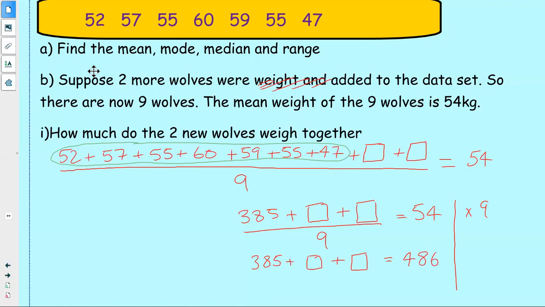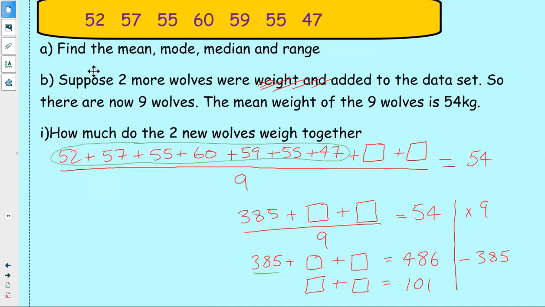486. You now want to get rid of this 385. You're adding that 385, so to undo that, you are going to subtract or take away. Okay, so you've got wolf number 1, wolf number 2, 486 take away 385 is 101. And that's what it asks you for.